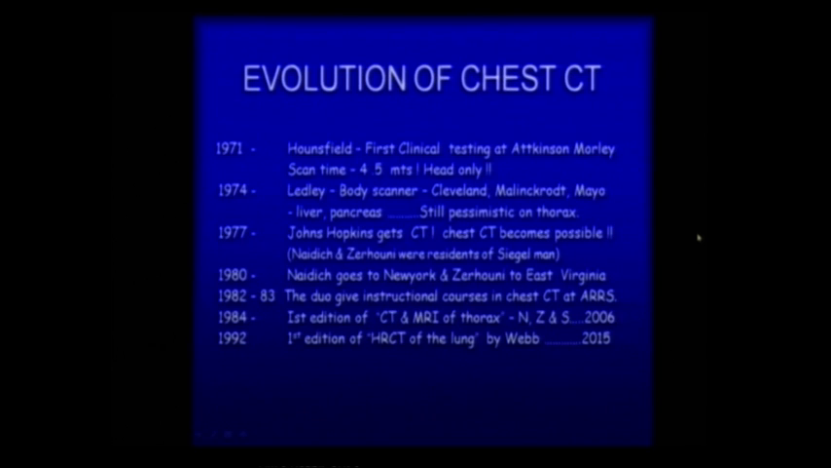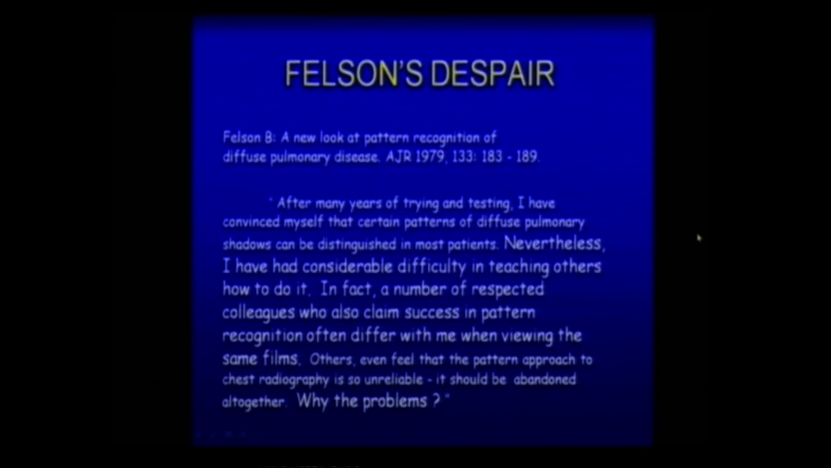The first edition of HRCT of the Lung by Webb and Nestor Muller came in 1992, which has now reached the sixth edition in 2015. I said before that we used to say something about diffuse parenchymal lung disease. We were just commenting on chest X-rays and trying to say that this is extrinsic allergic alveolitis, this is cryptogenic fibrosing alveolitis, etc.